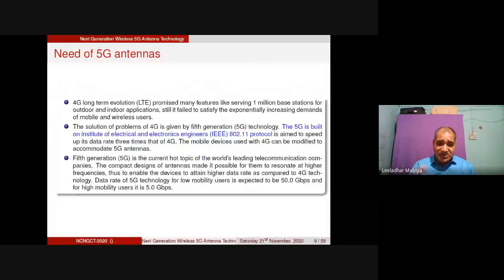So 5G is aimed to provide 3 times the data rate in comparison to the 4G, right? And can help us to find large coverage, low latency, etc. So 5G is a solution for the low mobility users as well as for the high mobility users. So low mobility users may get the 50 Gbps of the data rate, and the high mobility users may get the 5 Gbps of the data rate, right?